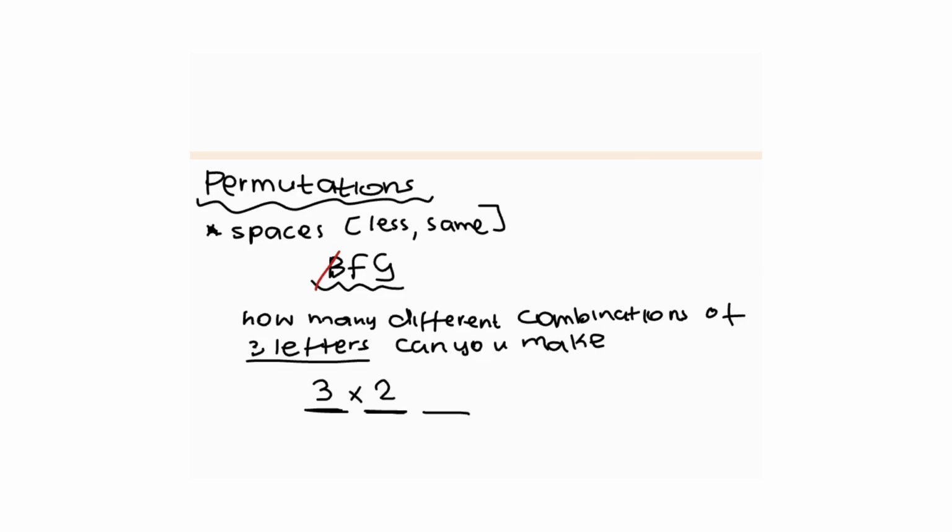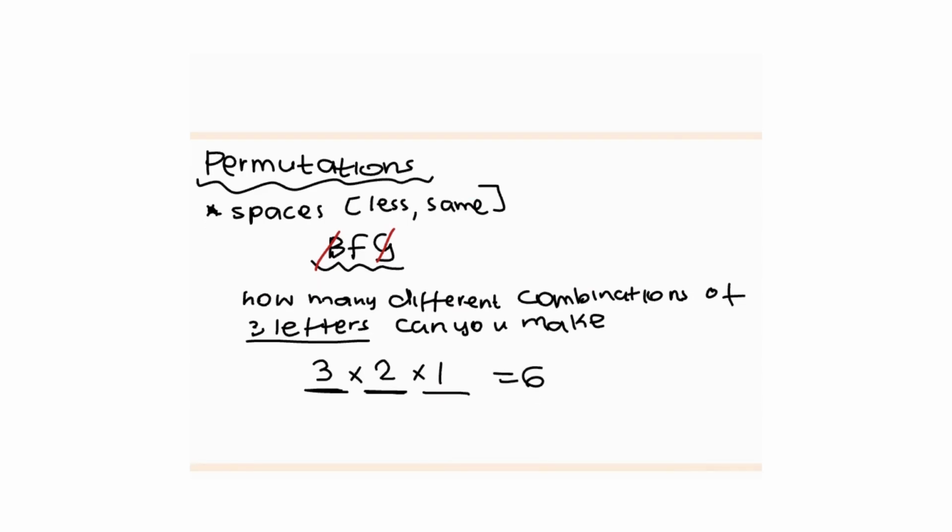So now I'm choosing the second letter. Say I choose G, it's out, and then how many letters do I have? I have only 1 letter, so that is 1. So that is 3 times 2 times 1, which would give you 6. And this one, we call it a factorial.